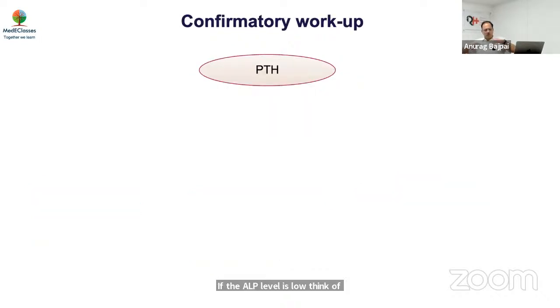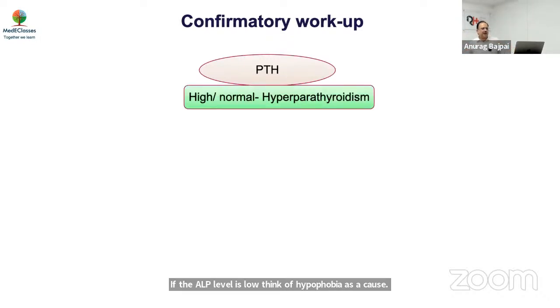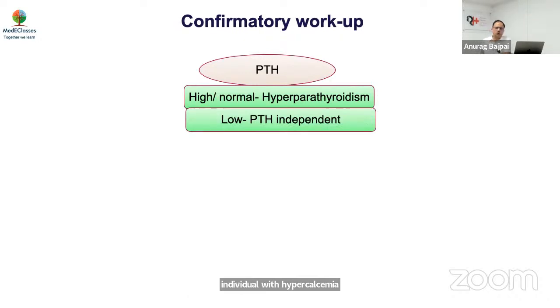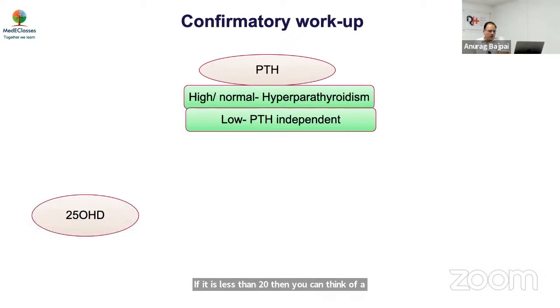Now, once you have a basic classification, you go for the confirmatory workup, look for PTH. Everybody whose calcium is high, you expect the PTH level to be low. A high or a normal PTH, a PTH level more than 20 in an individual with hypercalcemia suggests the diagnosis of primary hyperparathyroidism, which is important. So it has to be a contextual scenario. If it's less than 20, then you can think of a PTH independent cause.